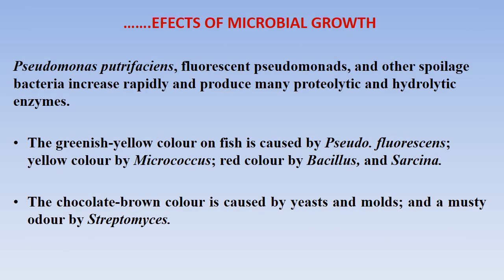In continuation about the effects of bacterial growth, as I mentioned, the Pseudomonas putrefaciens. It is a fluorescent Pseudomonas, and other spoilage bacteria increase rapidly due to their fast multiplication, and they produce many proteolytic and hydrolytic enzymes or lipolytic enzymes. So naturally they produce different color changes, like the greenish yellow color on fish caused by Pseudomonas fluorescens, yellow color changes by Micrococcus, and red color changes by Bacillus and Sarcina. Similarly, there can be a chocolate brown color caused by yeasts and molds, and a musty odor by Streptomyces. So these are changes by the yeast and molds.